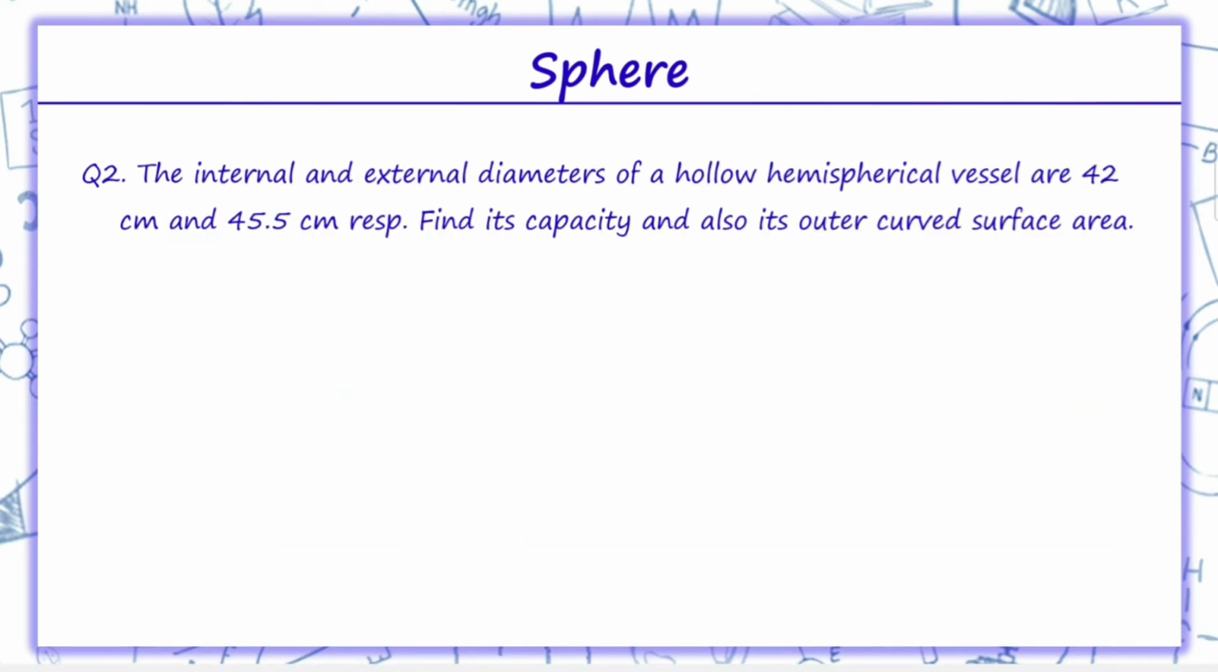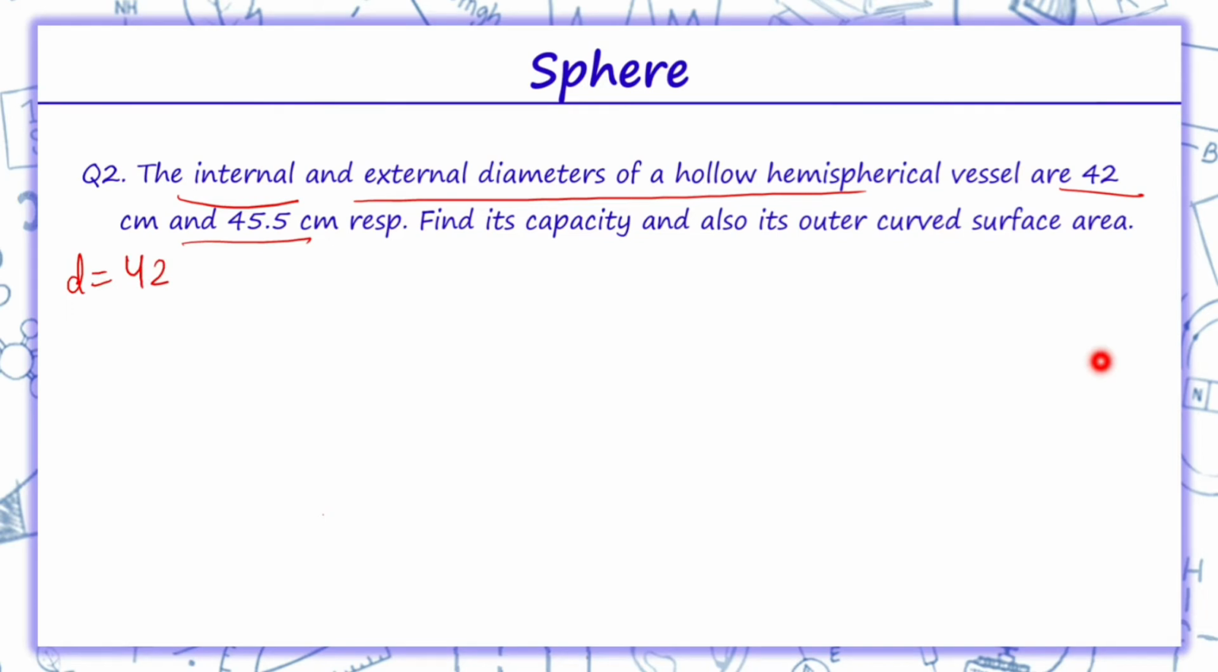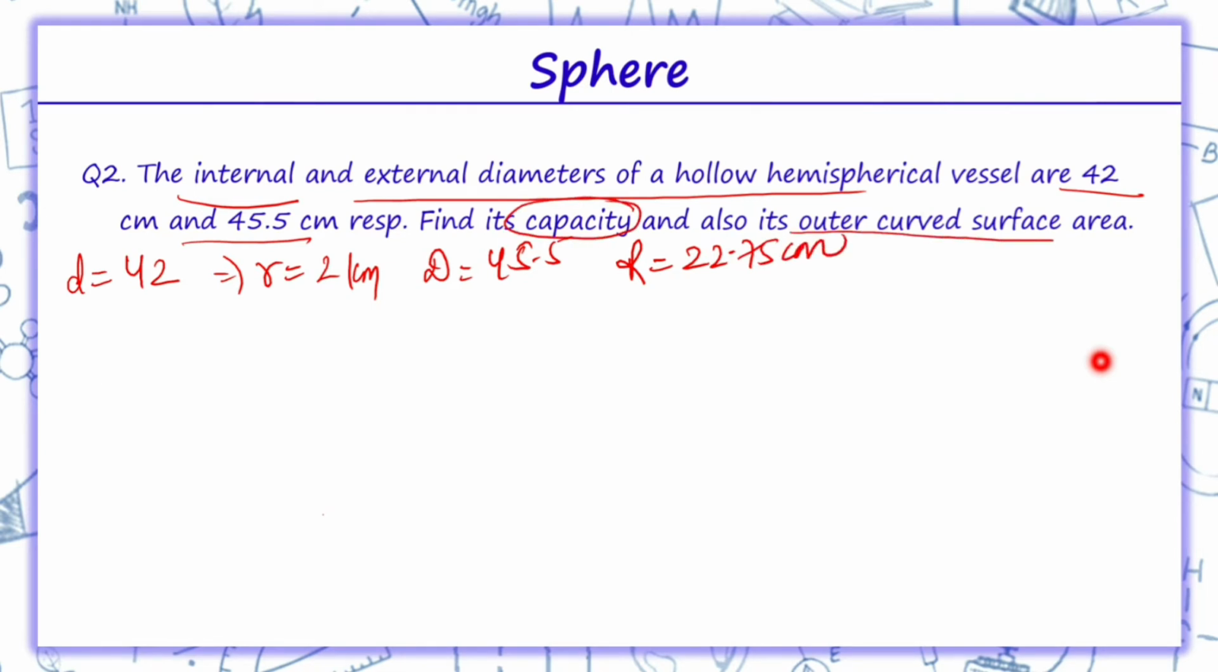Next question is, internal and external diameter of hollow hemispherical vessel are 42 and 45.5. Internal diameter, we will consider it to be small d, is 42. So small r, that means radius will be half of this diameter, that is 21. External diameter is 45.5. So external radius will be half of this diameter, that is 22.75 centimeter. Now they are asking capacity and its outer curved surface area.